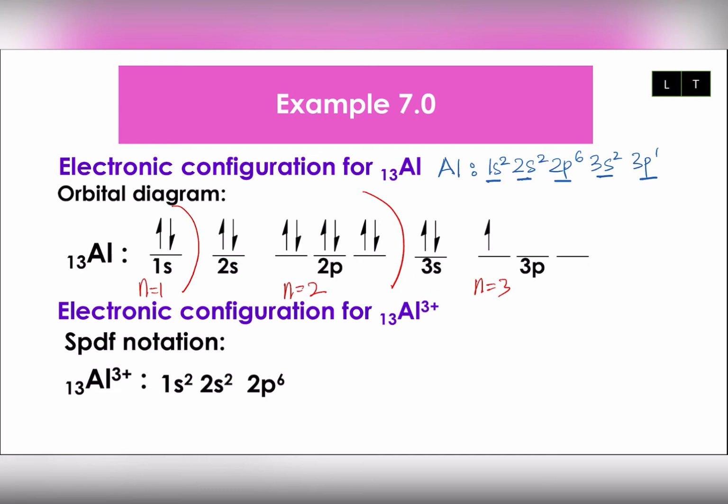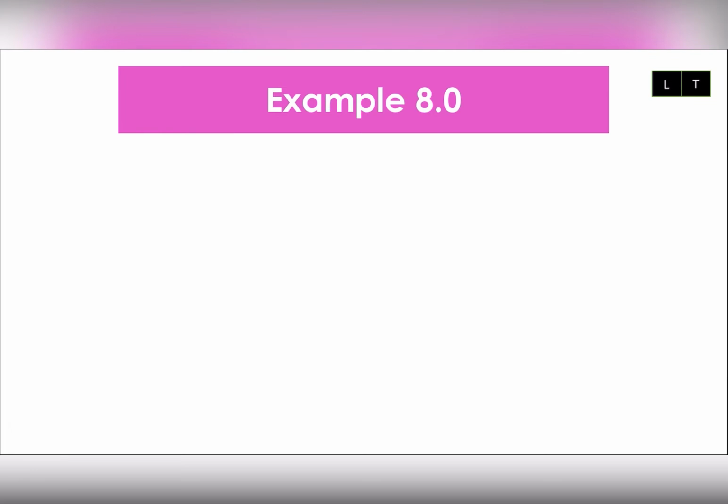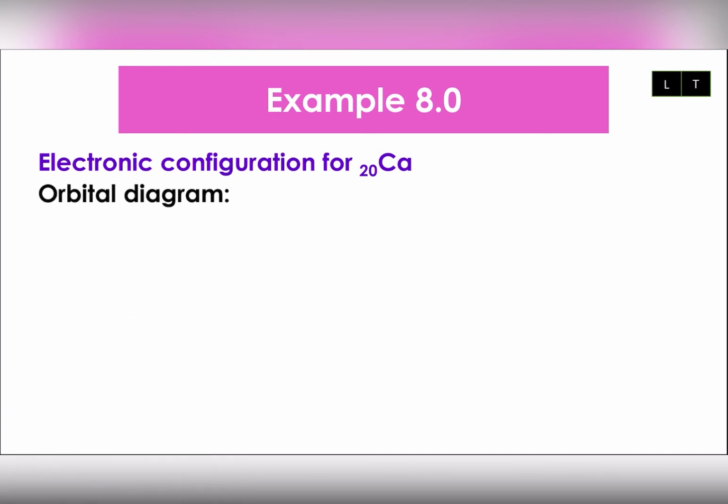So let's go to the next example. Example 8.0. I want you to write the electronic configuration for calcium. Calcium has 20 electrons, so let's write the orbital diagram. As I mentioned before, if you are not a quick person at writing the orbital diagram straight away, I suggest you write the SPDF notation first. So I get Ca equals 1s2, 2s2, following the Aufbau principle, 2p6, 3s2, 3p6, 4s2. So we have 20 electrons right now.